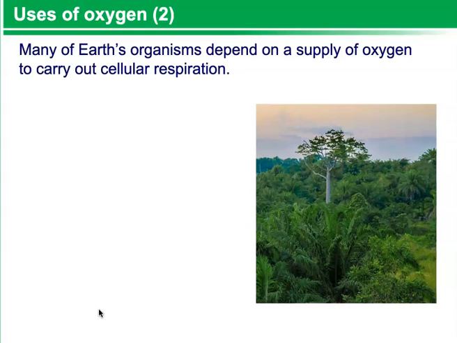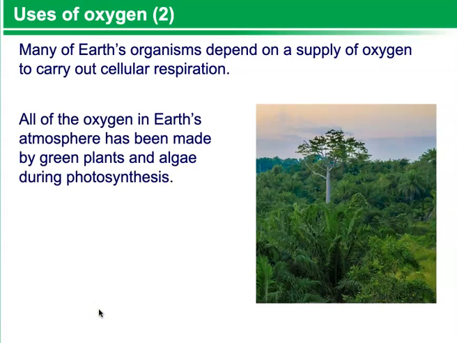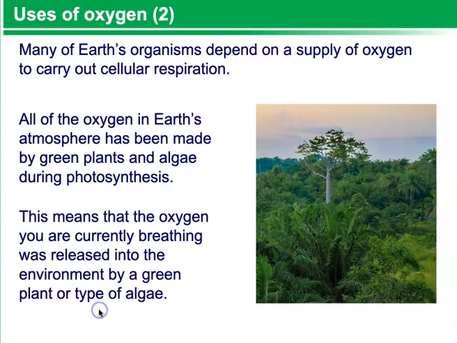Many of Earth's organisms depend on a supply of oxygen to carry out cellular respiration. All of the oxygen in Earth's atmosphere has been made by green plants and algae during photosynthesis. This means that the oxygen you are currently breathing was released into the environment by a green plant or a type of algae.